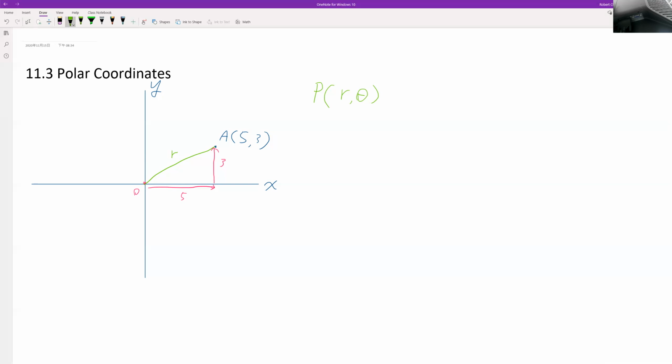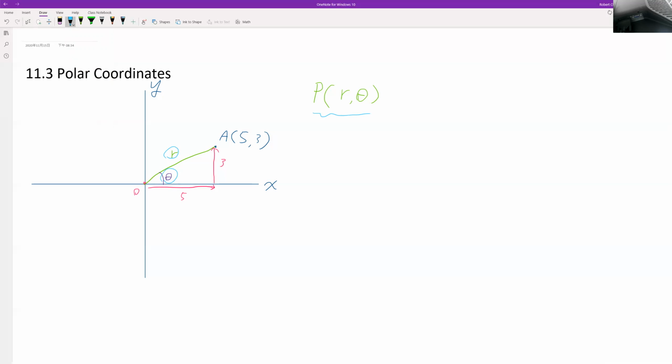So first we need the distance of this line, and from trigonometry, we are able to figure out this angle theta by using sine, cosine, simple trig functions to find out what theta is. And these two values, r and theta, are our parameters for polar coordinates.